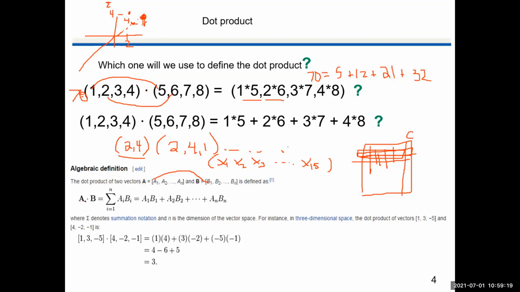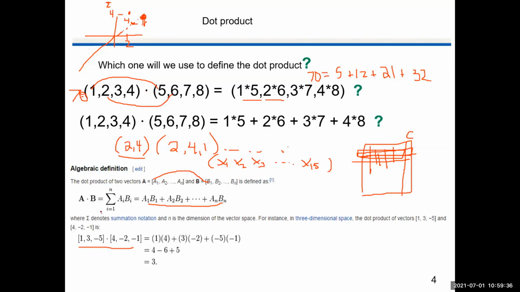But anyway, that's what we mean. A dot B is this. Okay? And here's the example here, and here's another example. We get this, we get that, we get 3. Okay? So that's called the dot product.